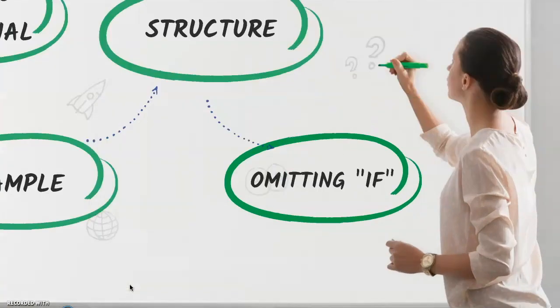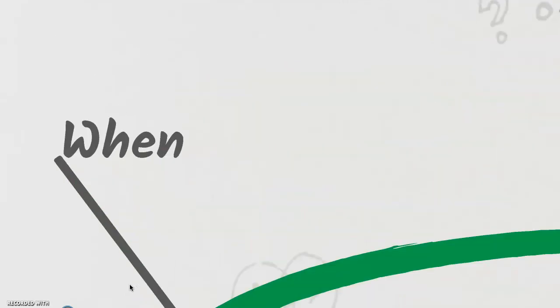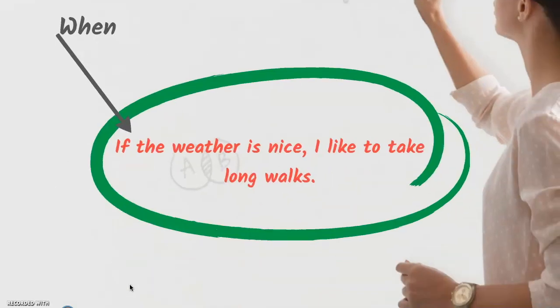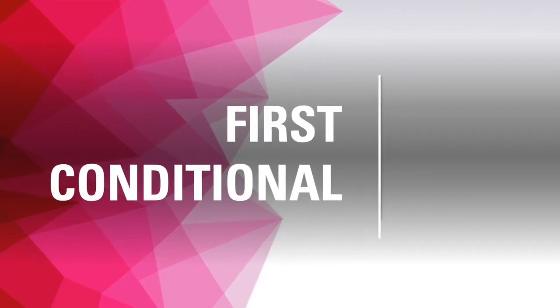And when you don't feel like saying if, you can replace it with a synonym. For the 0 conditional, the synonym is when. When the weather is nice, I like to take long walks. Of course, there are 3 more conditional types and a few mixed ones.